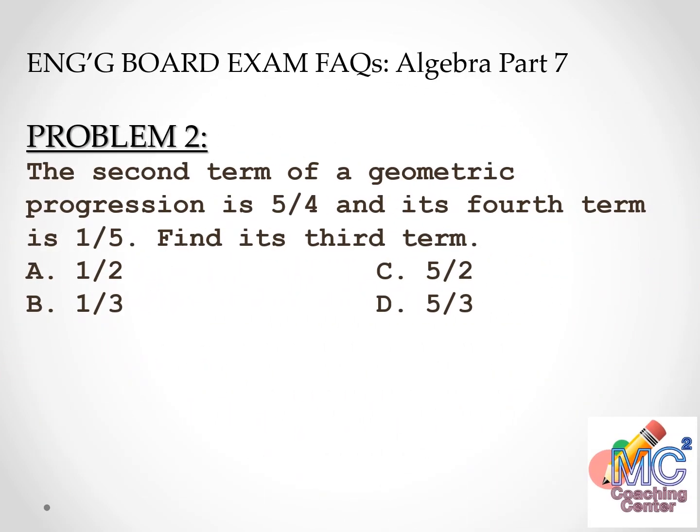Problem number 2. The second term of a geometric progression is 5 over 4. And its fourth term is 1 over 5 or 1/5. Find its third term. So, sabi sa problem, yung second term po daw, class, is 5 over 4. Yan po, the second term of geometric progression is 5 over 4. And then yung fourth term niya is 1/5.